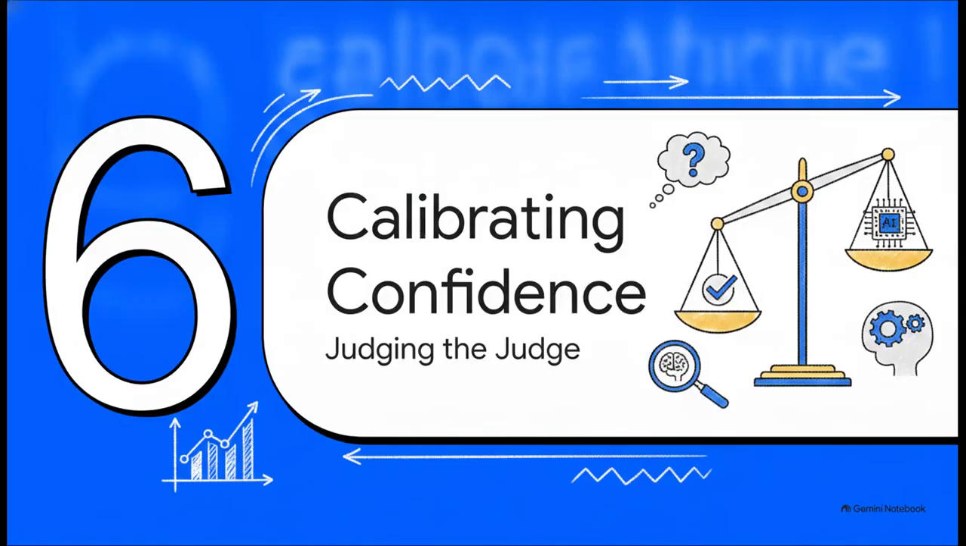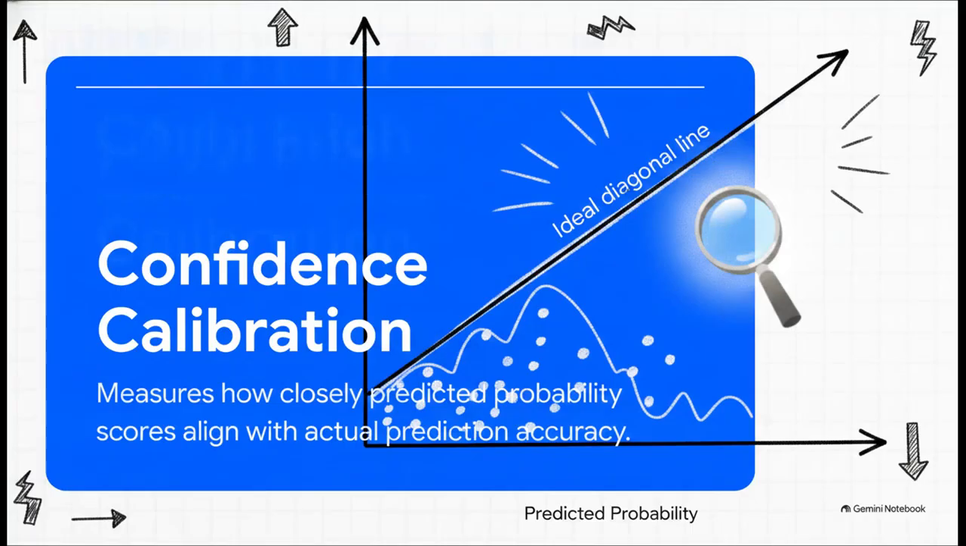Finally, section 6, calibrating AI confidence, judging the judge. To wrap up our investigation today, we absolutely have to make sure our automated lie detectors are actually telling the truth about their own accuracy. This boils down to confidence calibration, which is a measurement of how closely a model's predicted probability scores align with its actual prediction accuracy. Perfect calibration means if an AI claims it's 80% confident, it is statistically correct exactly 80% of the time. What we desperately want to avoid is a model being dangerously overconfident in its own hallucinations.